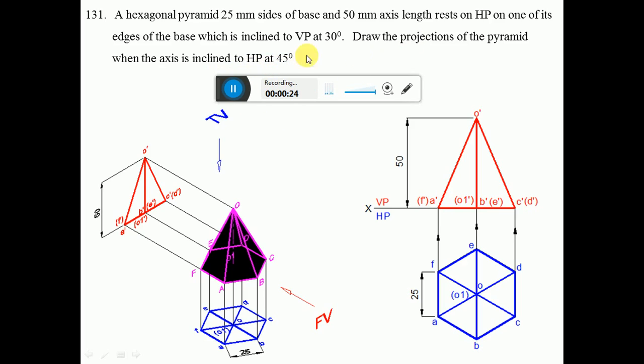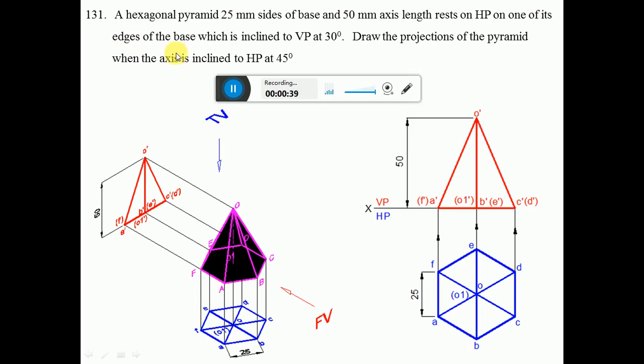So here, since it is a hexagonal pyramid resting on HP on one of its edges of the base, obviously we have to start from the horizontal plane. So you can see that we are starting from the horizontal plane.